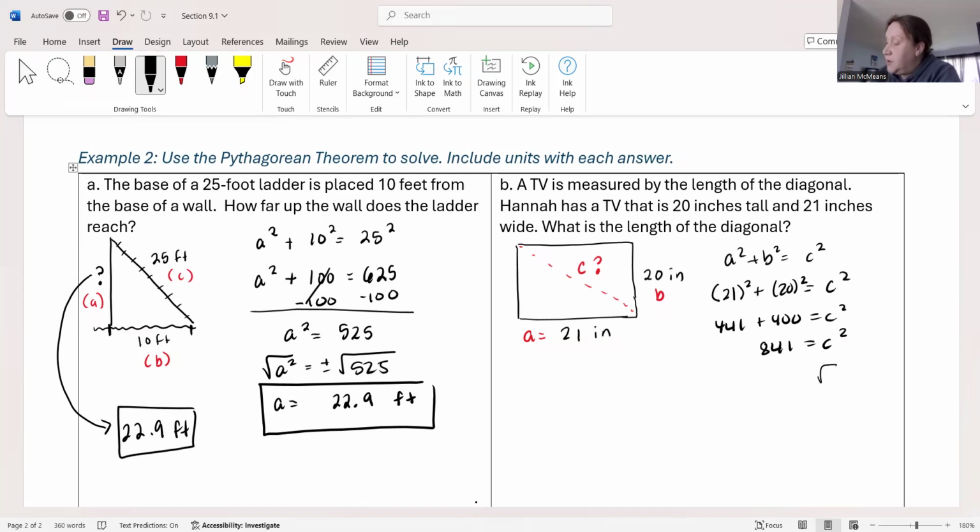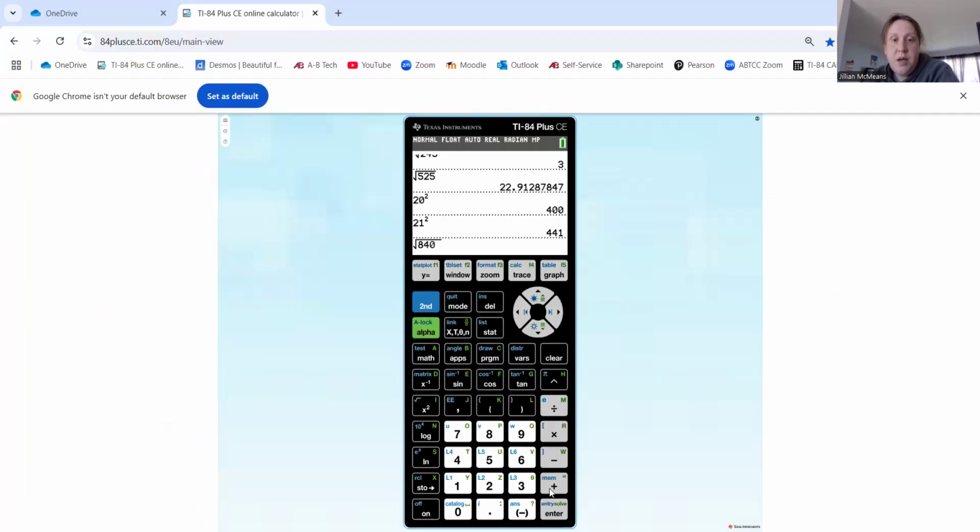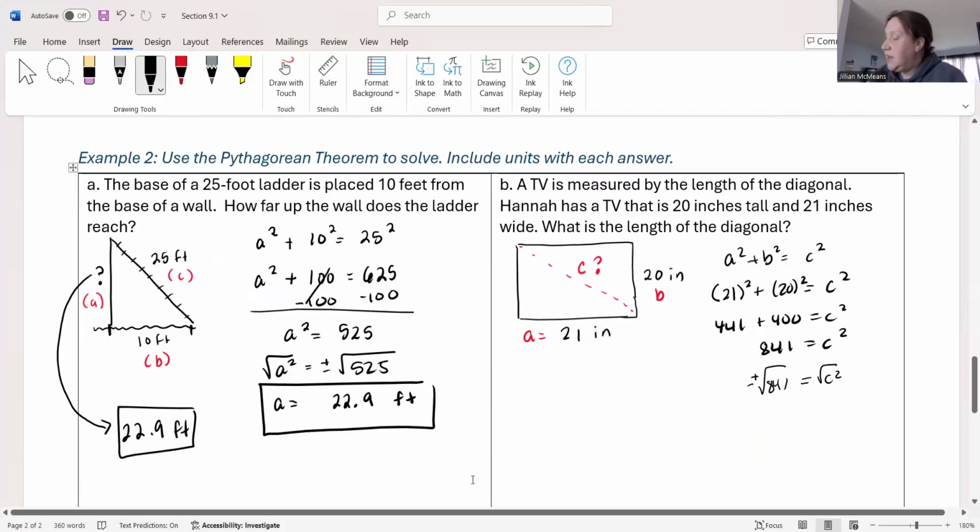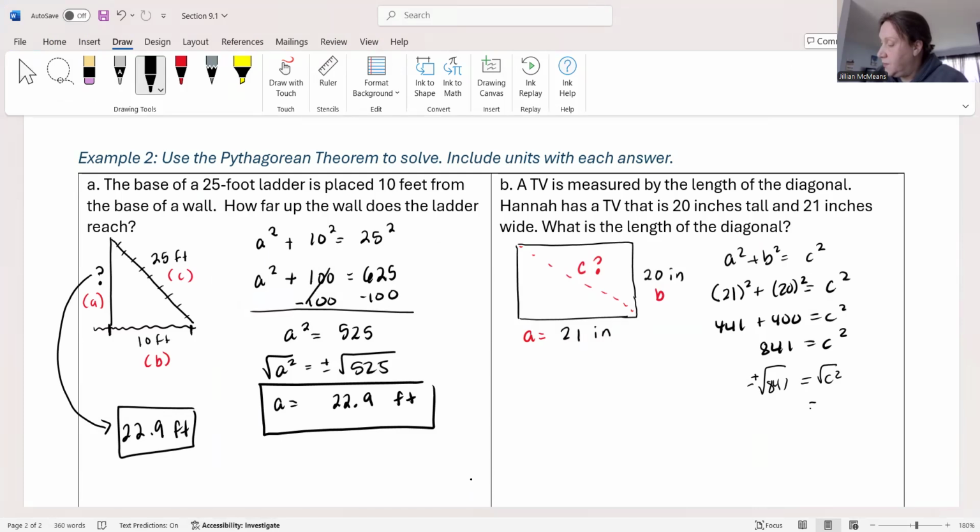So the square root of C squared equals plus or minus the square root of 841. Let's figure out what the square root of 841 is. That's not something I would expect you to know. So the square root of 841, there we go. Let's again round to one decimal place. In this case, it's just 29, so that works out nicely. So let's go back to the worksheet. C squared, the square root of that is just C, and then we get plus or minus 29.